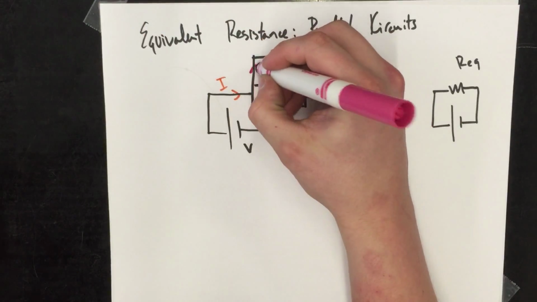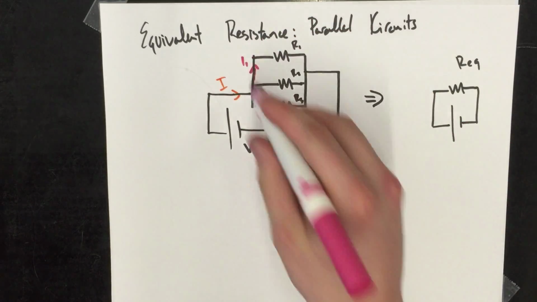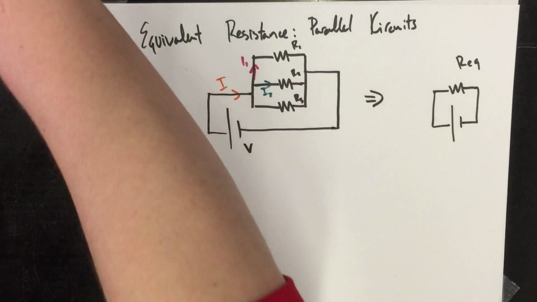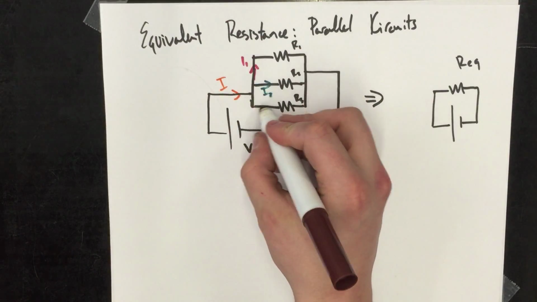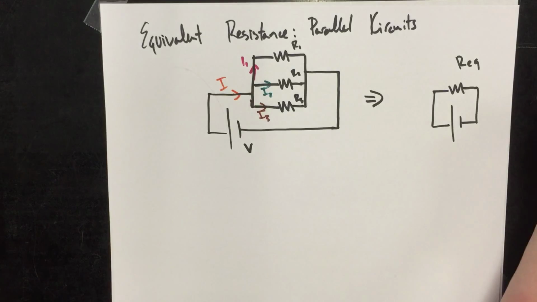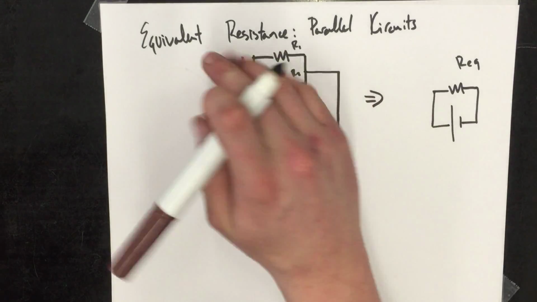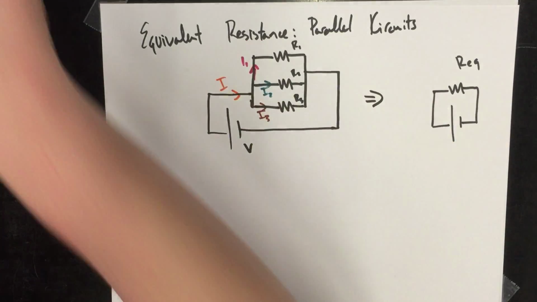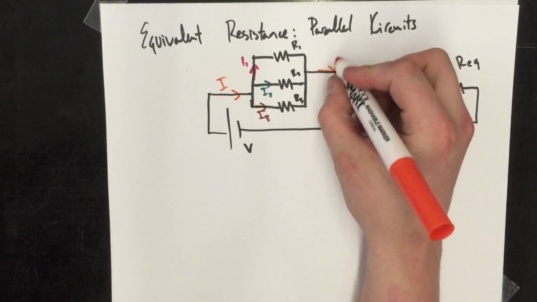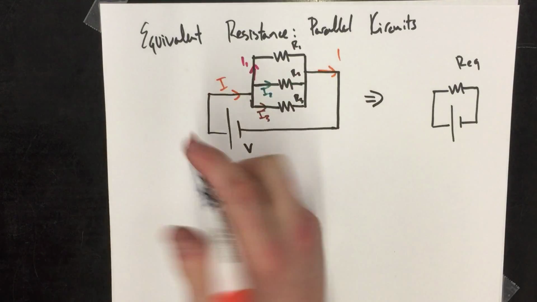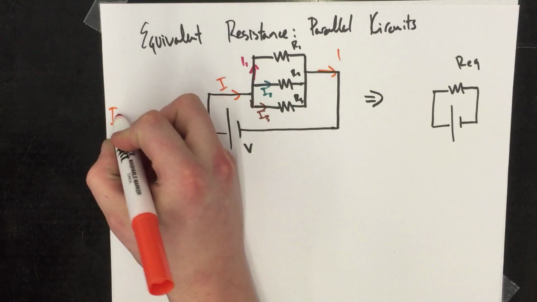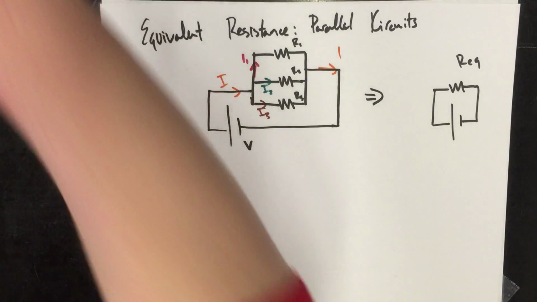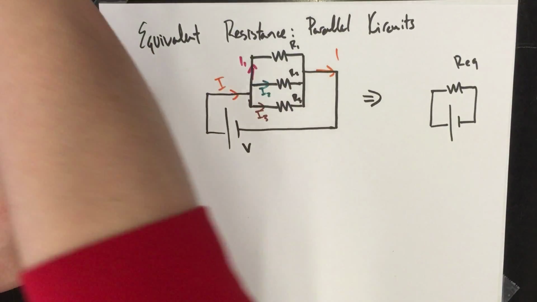So maybe we get what we call I1 over here. Maybe there's some I2 over here. And then I3 goes into this wire there. So altogether, this current has to split off into 3 different ways before it meets back up at the very end. So we could write an equation for this. We could say that the total current is equal to I1 plus I2 plus I3.